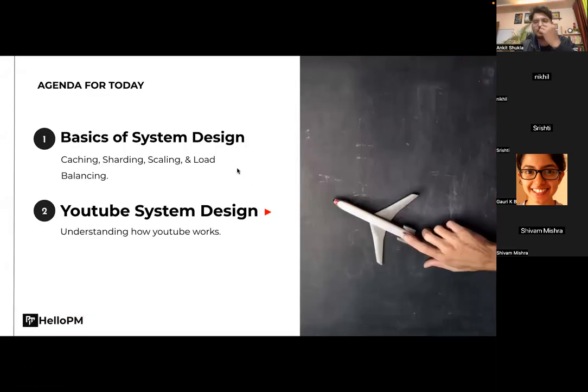So we are going to talk about two things today. First, we are going to talk about basics of system design, which is caching, sharding, scaling, and load balancing. And then we are going to talk about YouTube system design, which is understanding how YouTube works. Okay, understand, I'm again telling you this, that this is going to be only a high level understanding of what this technology is, so that you are at least aware about most of the terms out there. We would not unfortunately be able to go into depth of these kind of things, because that would be beyond.